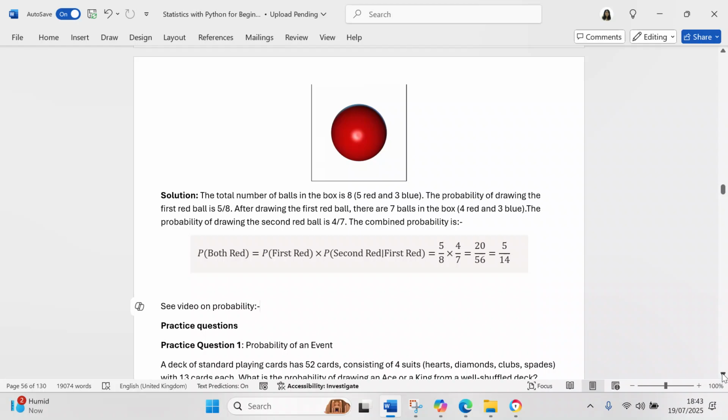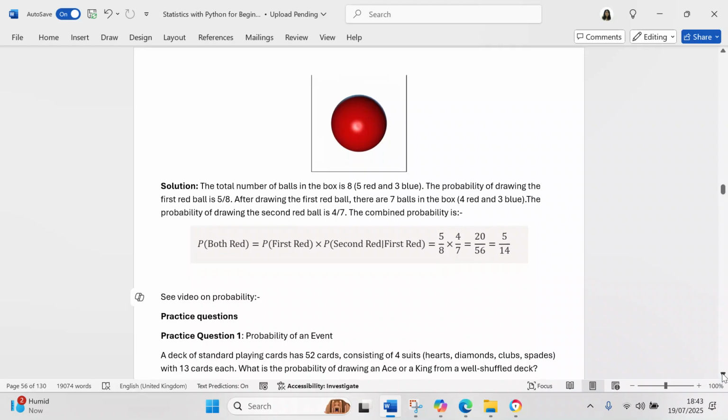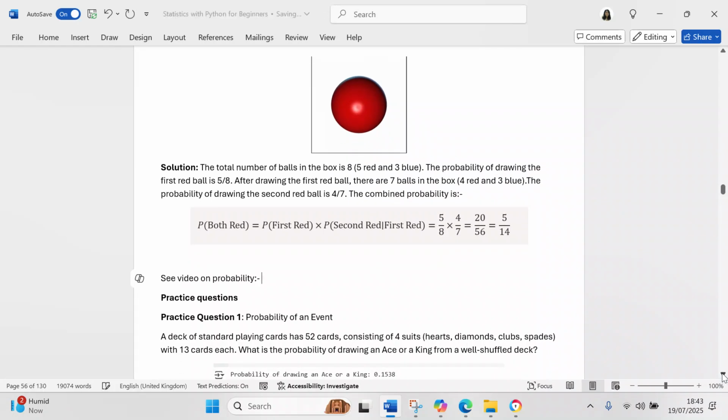And so the combined probability is P(both red) equals P(first red) times P(second red given first red), which equals 5 divided by 8 times 4 divided by 7, equals 20 divided by 56, equals 5 divided by 14. And so that's it for the theory of probability.